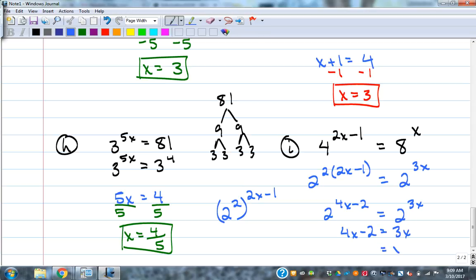And x would equal what? 2. Subtract 4x, that's -1x. -2 divided by -1 is 2.